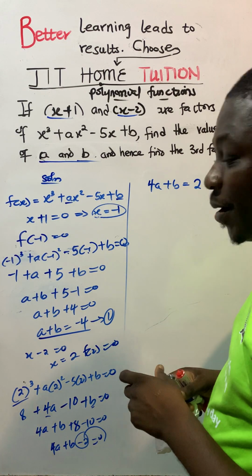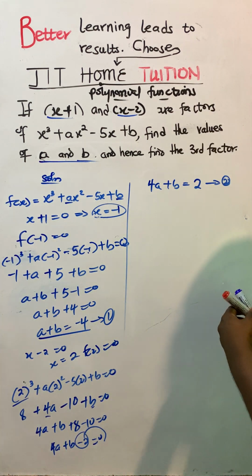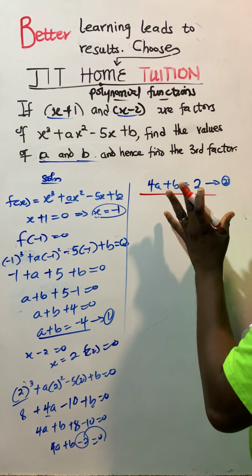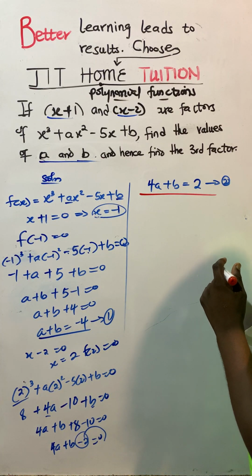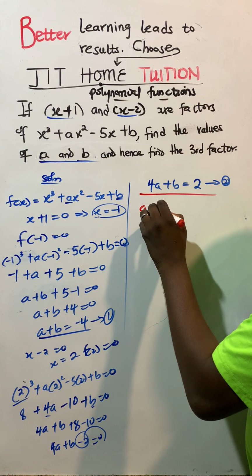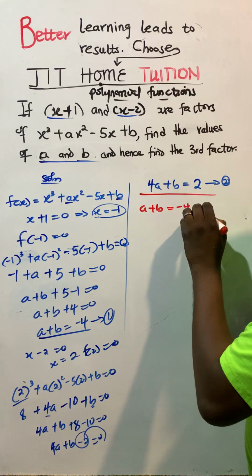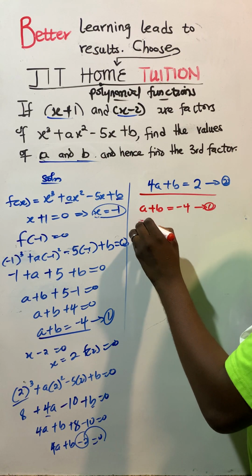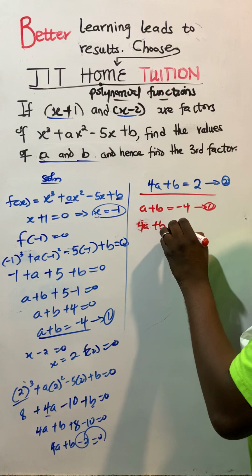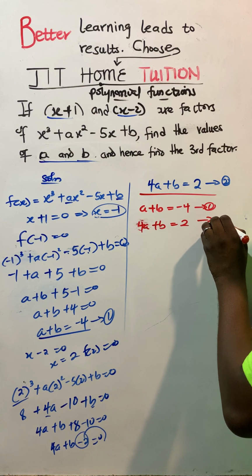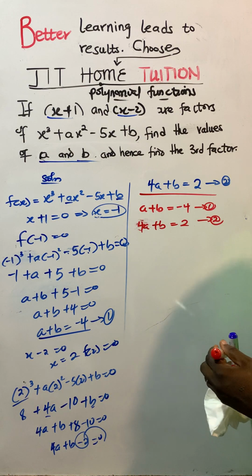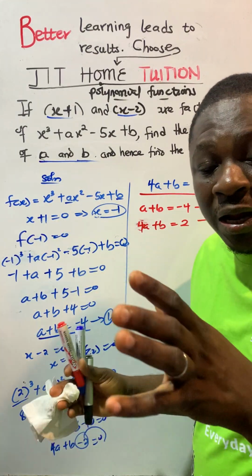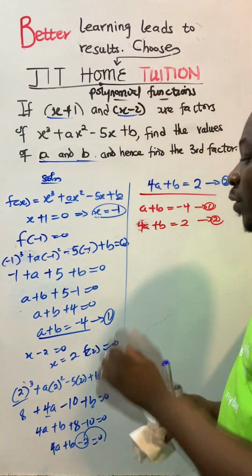I hope you are following. Now, you have these two equations. Let me use a different marker so that you'll be able to follow it. You have a plus b equal to -4, equation 1. And you have 4a plus b equal to 2, equation 2. Now, what we've done so far, we're able to do it with our understanding that we have received from polynomial.